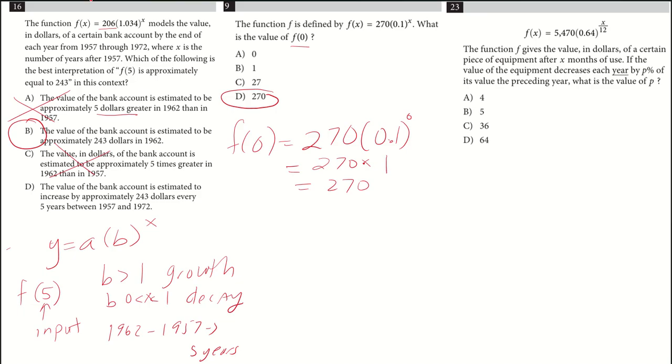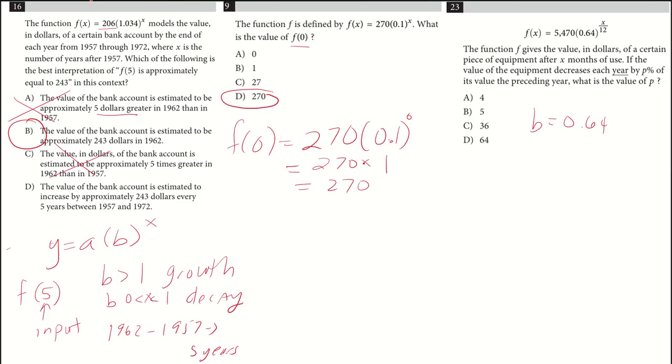Last but not least for this slide, 23. The function f gives the value in dollars of a certain piece of equipment after x months of use. If the value of the equipment decreases each year by P% of its value the preceding year, what is the value of P? Good question. With this one, you could get caught up in the fact that you have x over 12 as your exponent. You really don't even need to mess with that. All you need to mess with is our B. So in this case, B is 0.64.